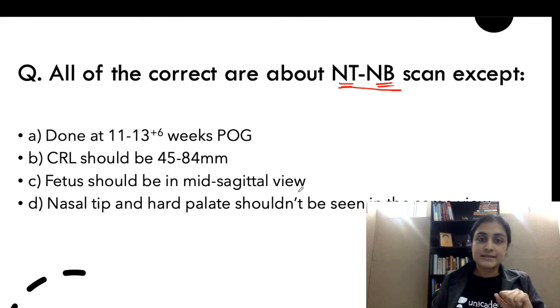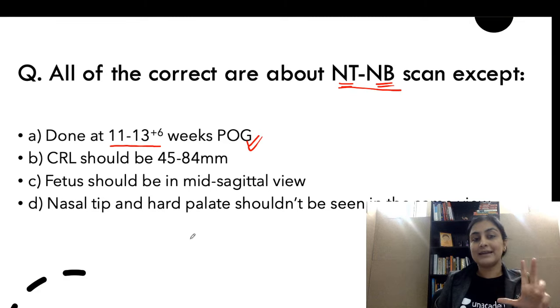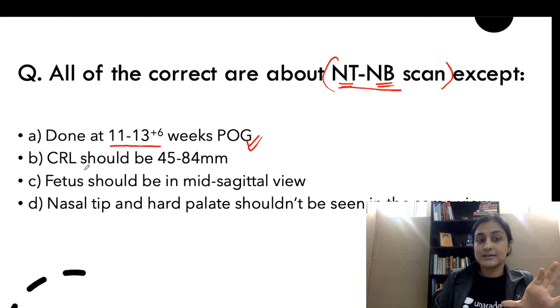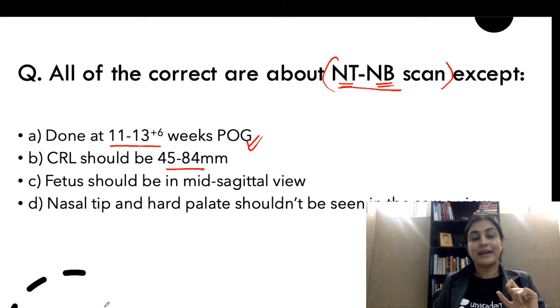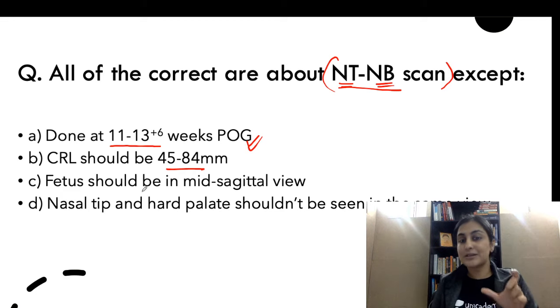Alright, when is this done? So again, let's look at the options. First, done at 11 to 13 plus 6 weeks. Is this true or false? Yes, just like CRL, this is also done at 11 to 13 plus 6 POG. Then, what should be the CRL? This is also very, very important. It is all predetermined. I can only do this scan in between these CRLs and in this period of gestation. So the CRL should be 45 to 84 millimeters. Only then I can do this scan.